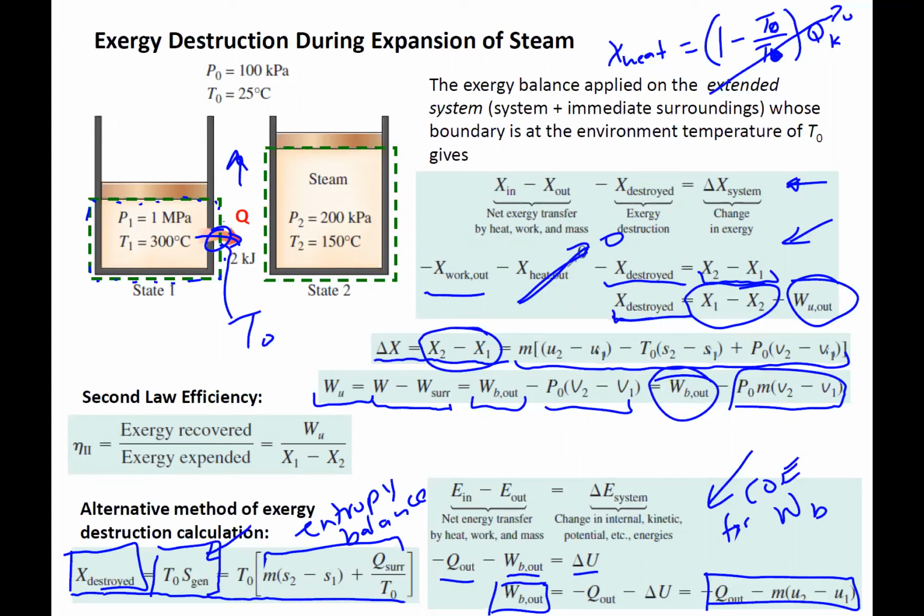If we want to get X destroyed, the bottom left entropy balance is always the quickest. There's less steps, so I'd suggest that. The entropy balance is good, or the exergy balance is good for other things. It's not that it's not good for anything; we just use this all the time. But if you just want X destroyed, this is the best way to go about it.